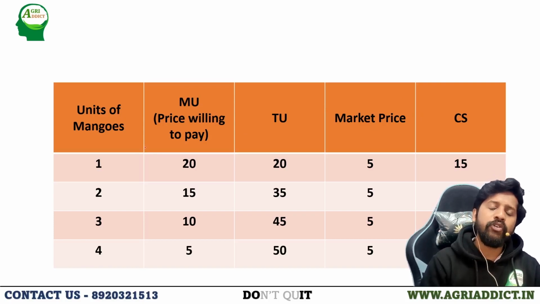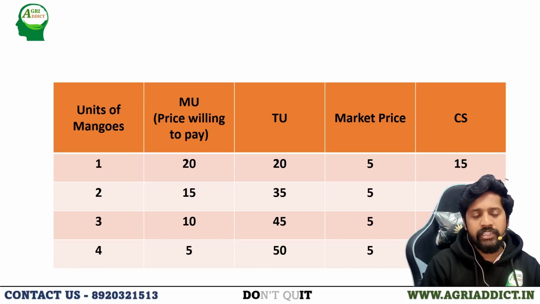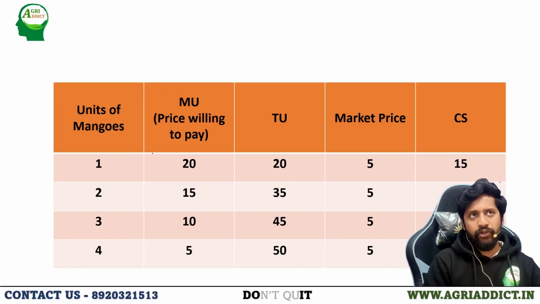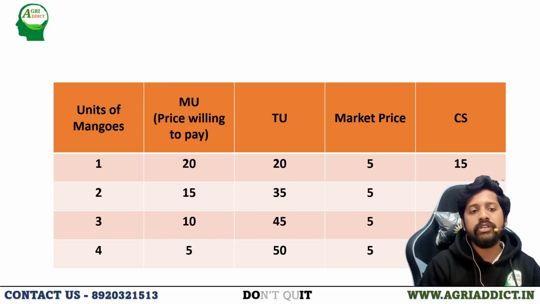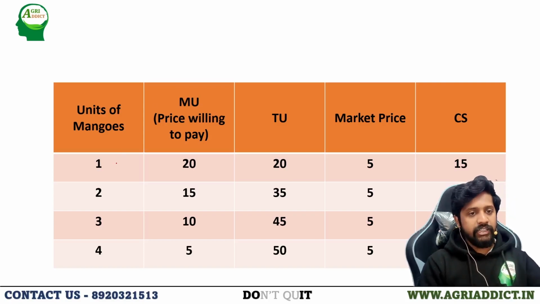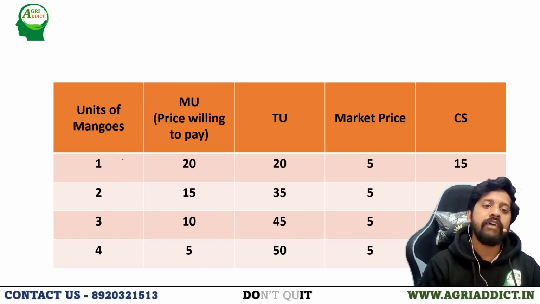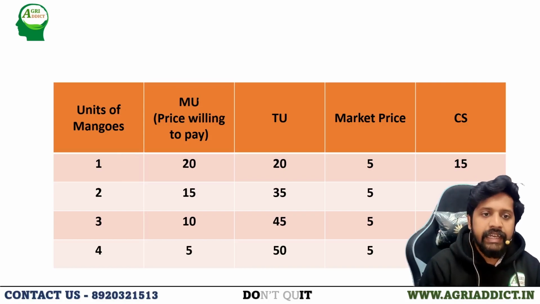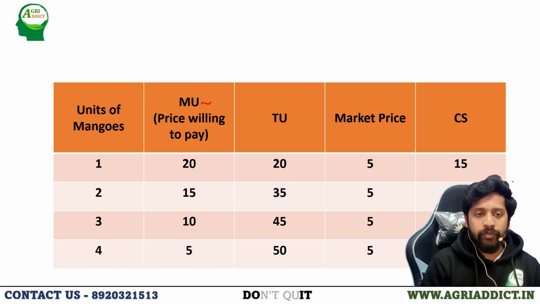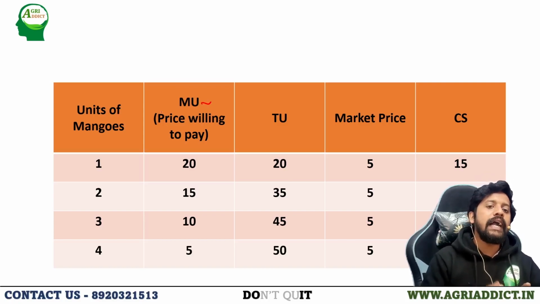Before, while we were discussing the law of diminishing marginal utility, we have already seen that in successive consumption of the same commodity, which has similar taste, with all other things constant, what will happen? While we are consuming successive units of the commodity, our marginal utility will be declining, right? Here the marginal utility is also depicted as the price willing to pay, right? What is marginal utility? It is the additional satisfaction, or the price that is willing to be paid for that particular commodity.